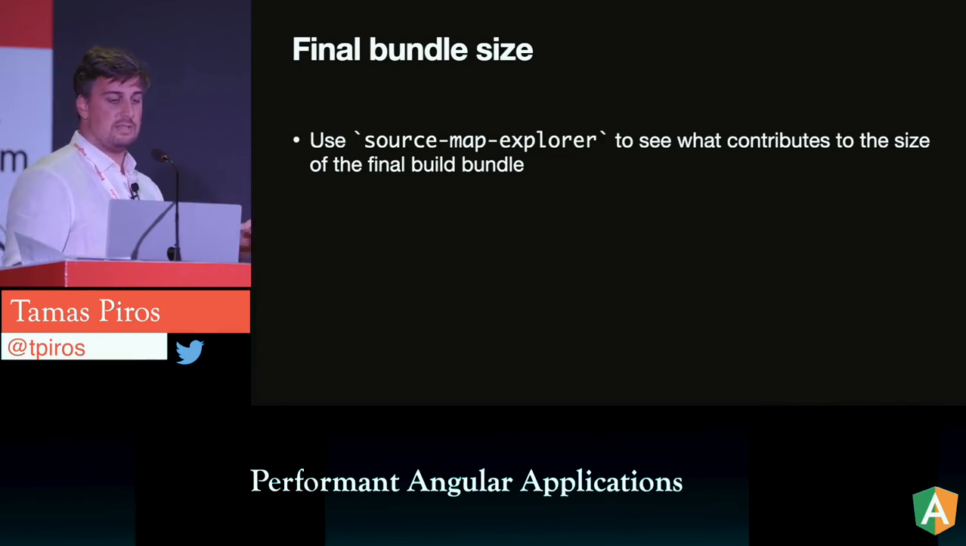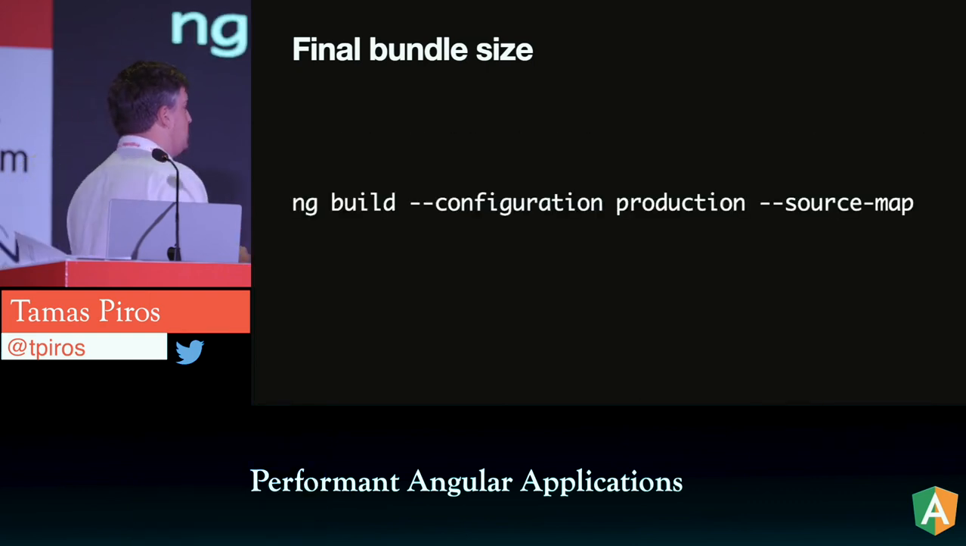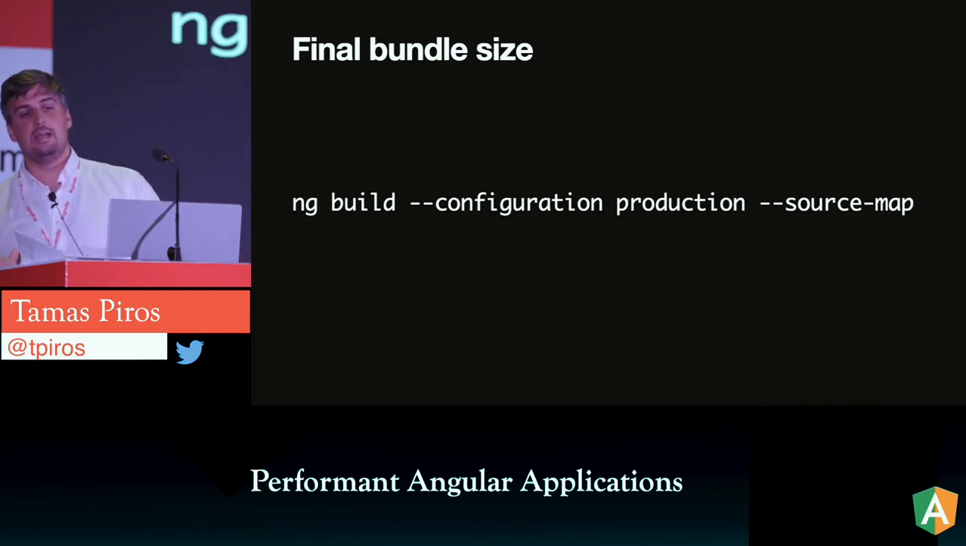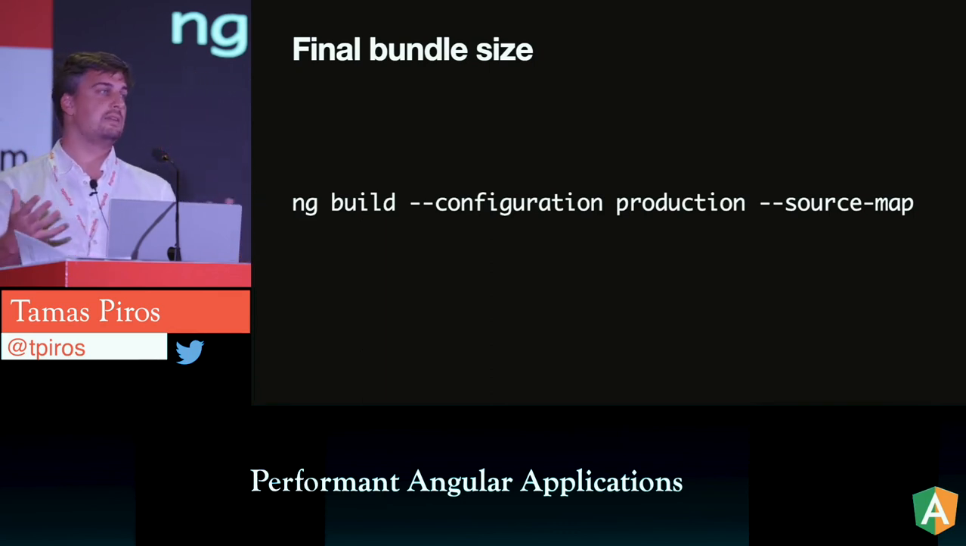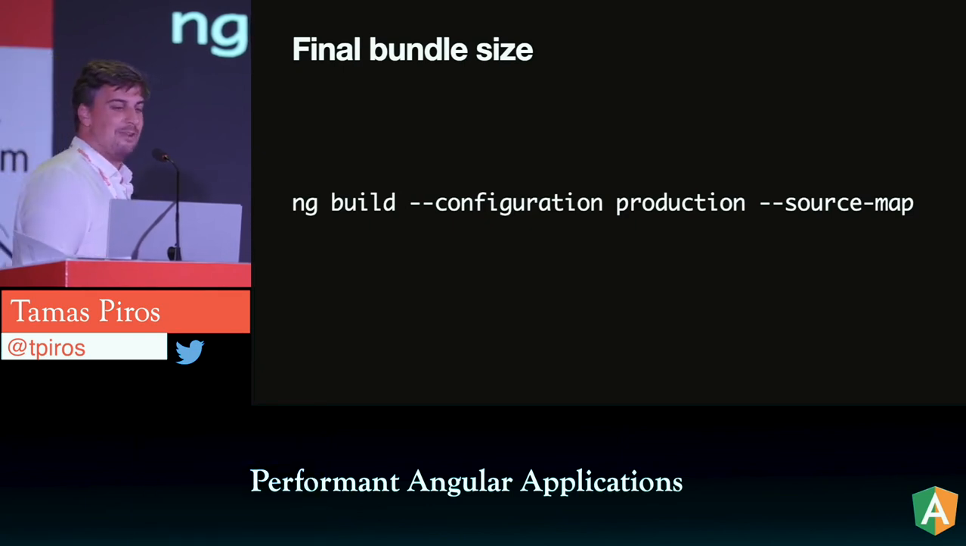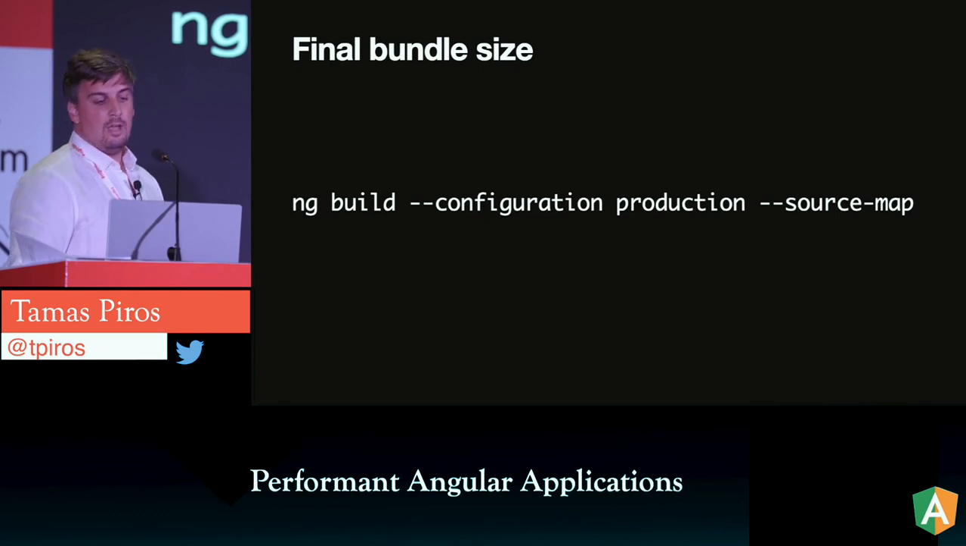All that happens is you generate your final bundle, but you need to generate it using source maps, okay? Because if you don't add that flag, then the Source Map Explorer is effectively not going to have a source map to explore, right? That kind of makes sense. So you build your production configuration with the source map flag.